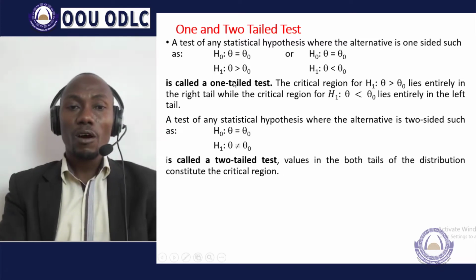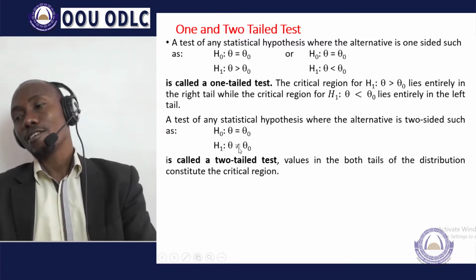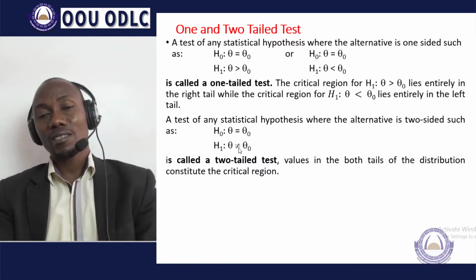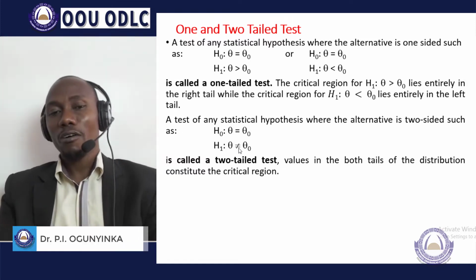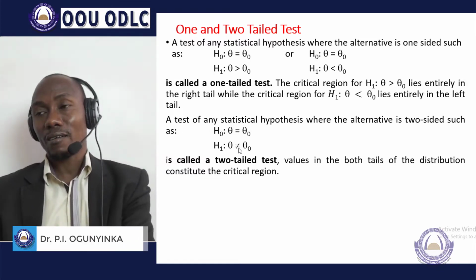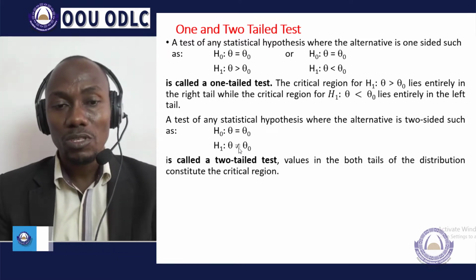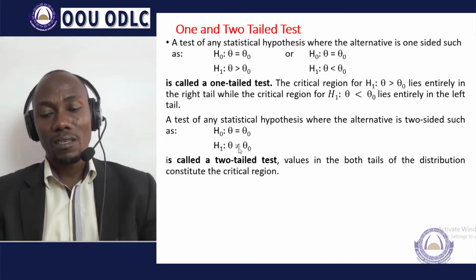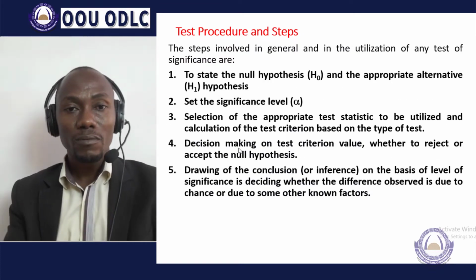However, if the alternative hypothesis says theta does not equal theta 1, it means it can either fall to the left hand side or to the right hand side. So in such a case, we have a two-tail test. Again, your alternative hypothesis determines if it is a one-tail test or a two-tail test.